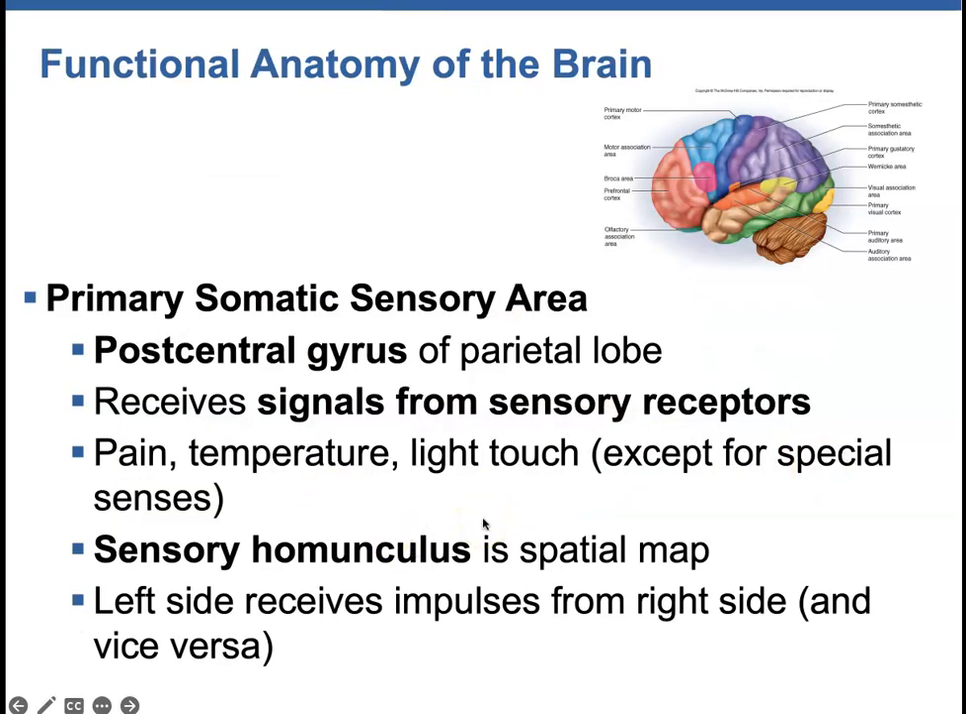Then what's called the primary somatic sensory area. So I talked about the parietal lobe being our sensory cortex. This right here, what's called the postcentral gyrus, is where we receive information from our skin, from our muscle, from our tendons. This is where we're actually feeling those areas, all right? And in terms of the distribution, it's like a spatial map of our body parts, right? I'll show you that in a sec.